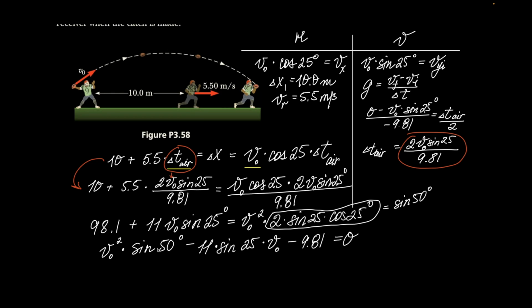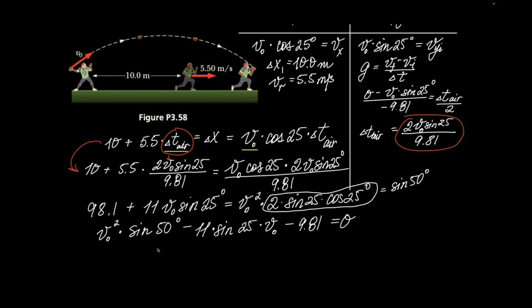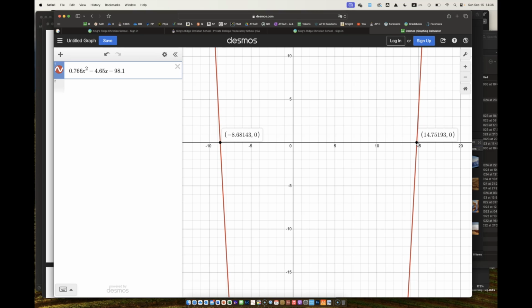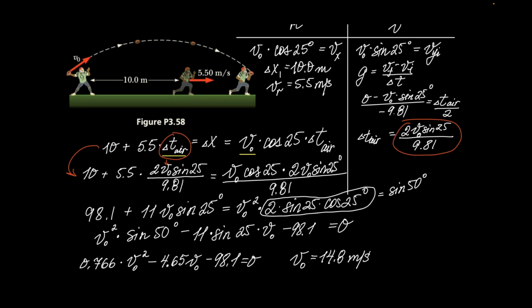So what I'm going to do, I'm going to graph this and see what zeros I have for my v initial. I'm going to write it out so you know what it is that I'm graphing. So 0.766, which is sine of 50, times v squared minus 11 times sine of 25 gets me 4.65 of v0 minus 9.81. Sorry, that is 98.1. That would have been a boo-boo. That is the equation that I'm going to graph. So v0 is 14.8 meters per second. That is the speed with which the ball is originally launched at the moment the quarterback throws it.